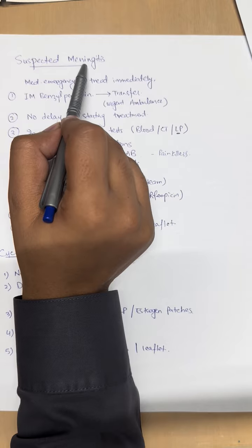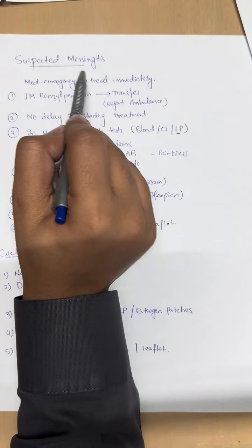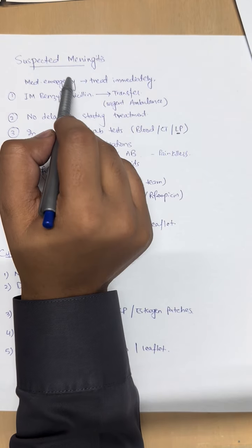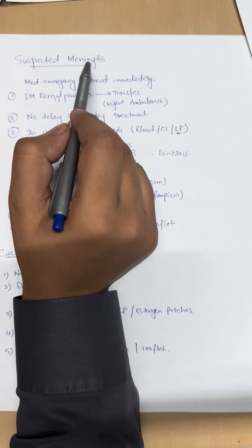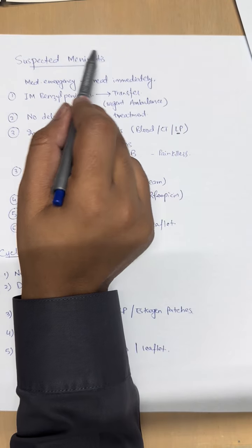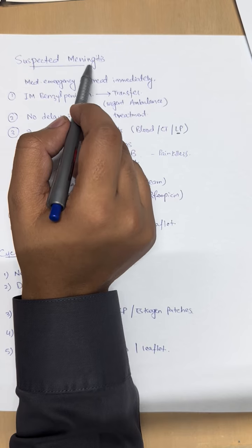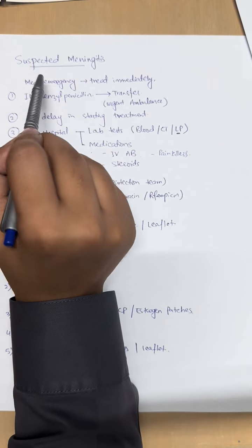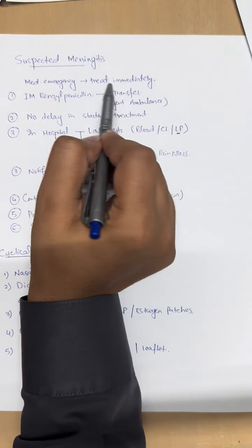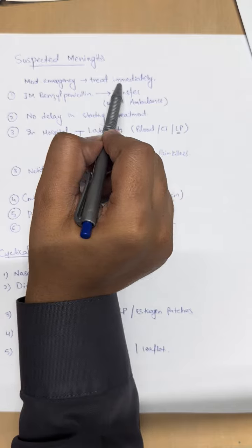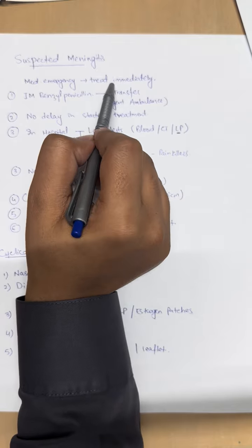It can be due to a bacterial infection, and tell the patient that the symptoms you are having, such as neck stiffness and fever, are due to the bacterial infection or the inflammation of the covering of the brain. Tell them that it is a medical emergency and we have to treat it immediately, right? And you have to start the treatment as well.